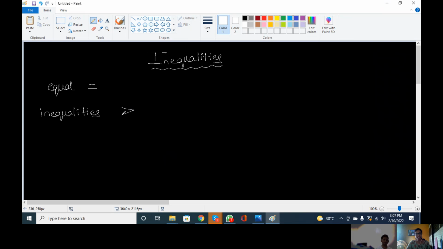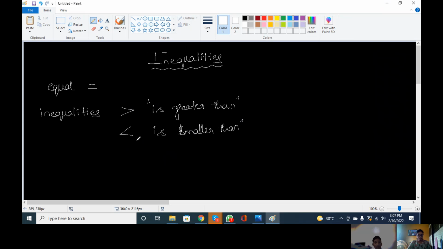Either it is greater than or less than. So this is the symbol of greater than. Or it is less than, or smaller than. So we use two inequality signs: one is greater than and another is smaller than.